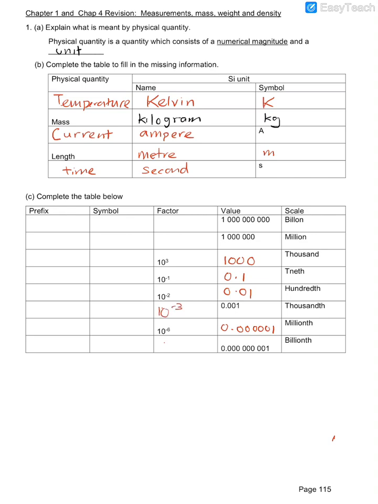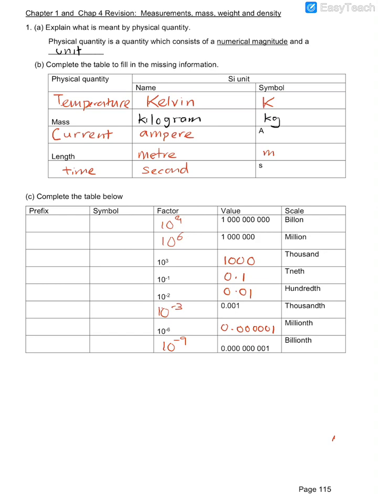Minus 9, 10 to the power minus 9. Then over here are the big ones. 10 to the power of 6, then 9. Is it 6 or 9 for this one? 9. Then this is 10 to the power of 6. Okay, so that's the factor.